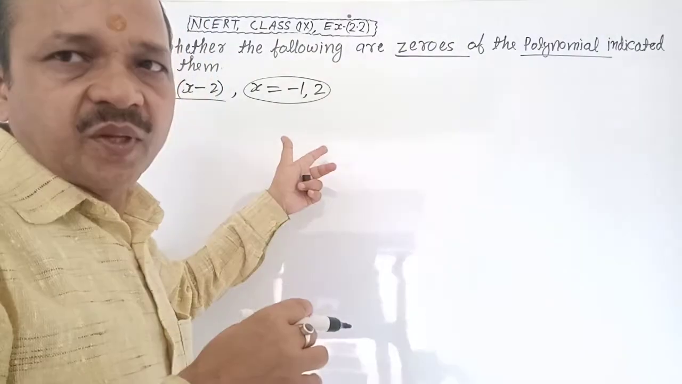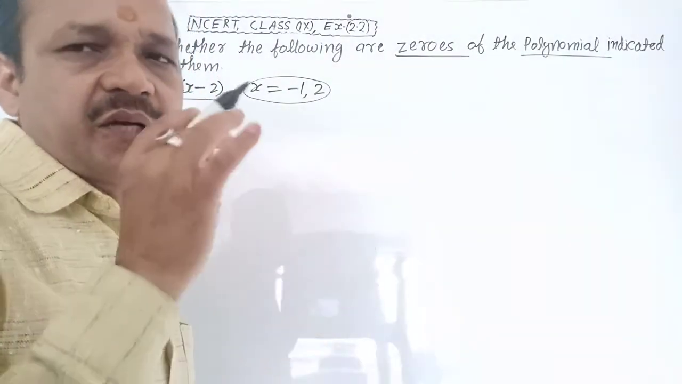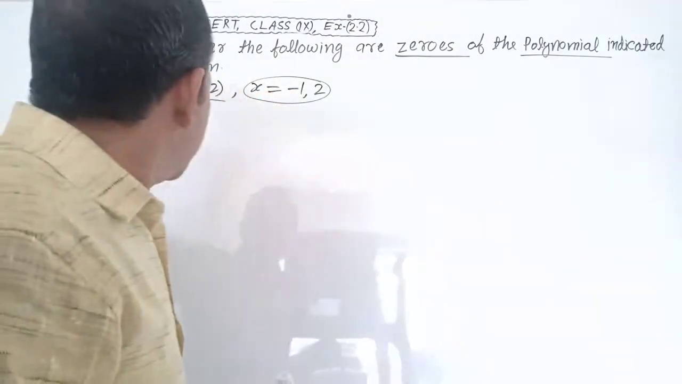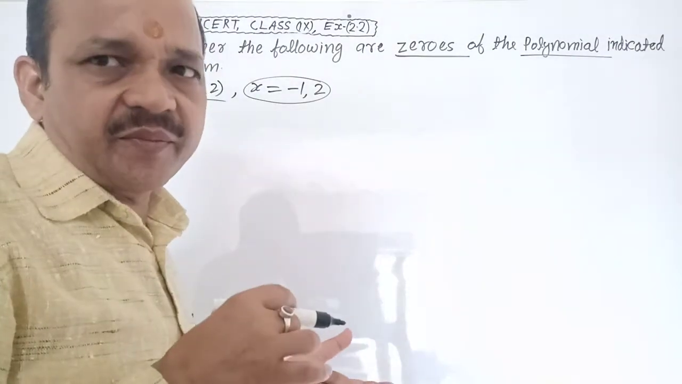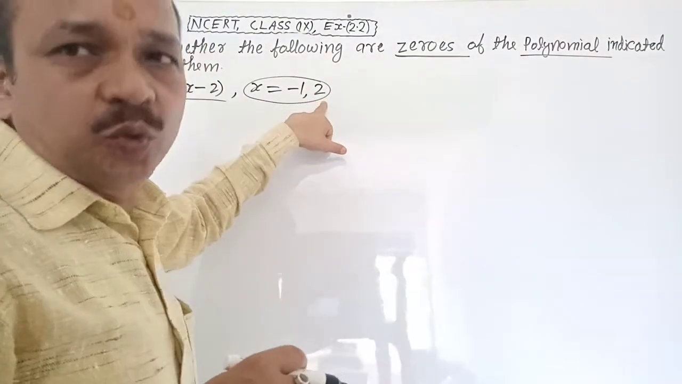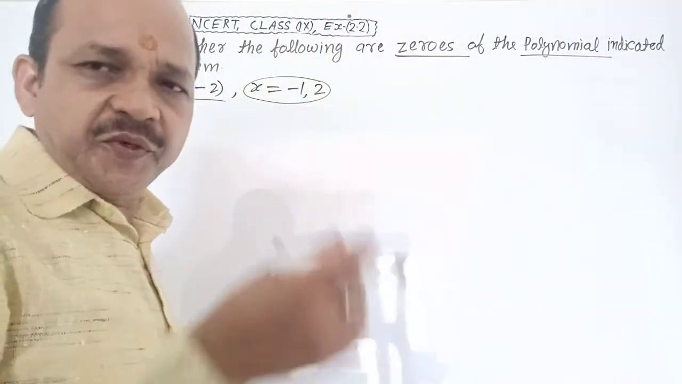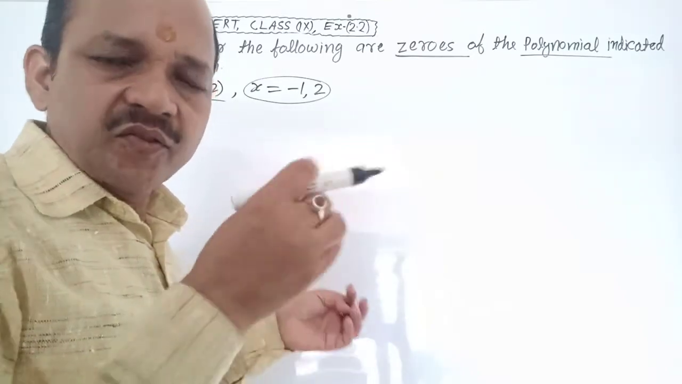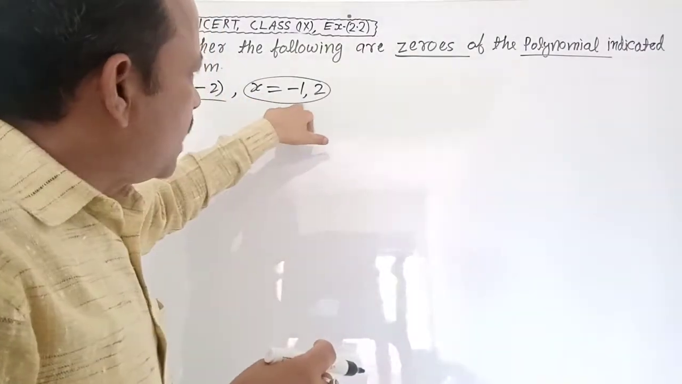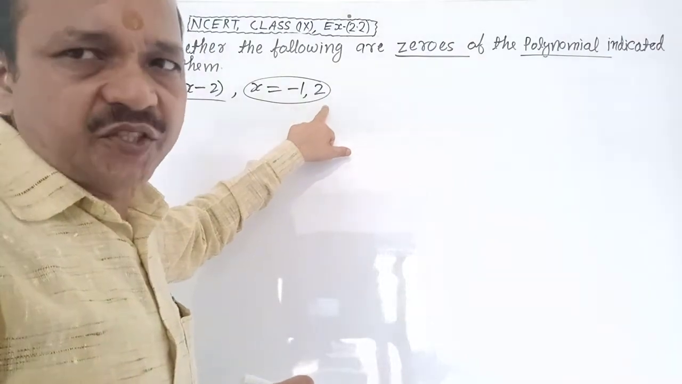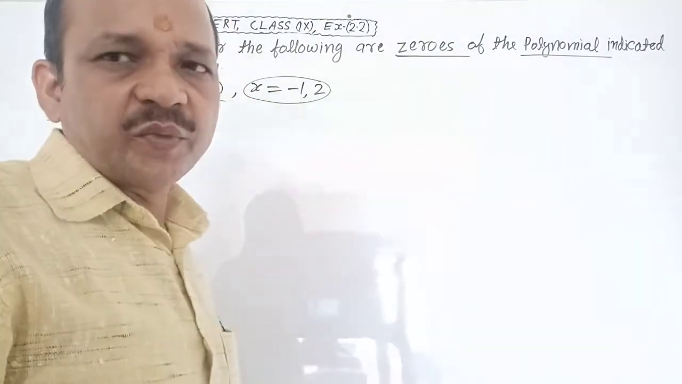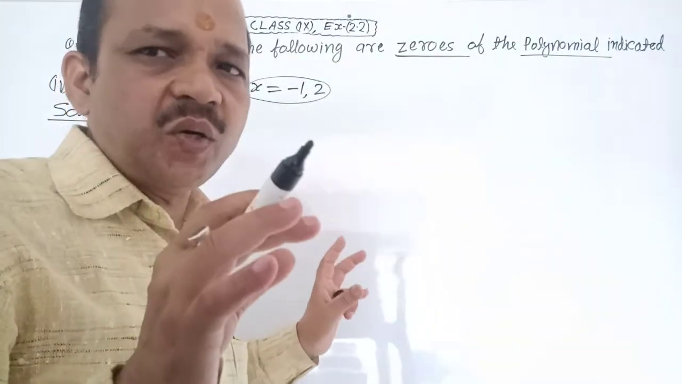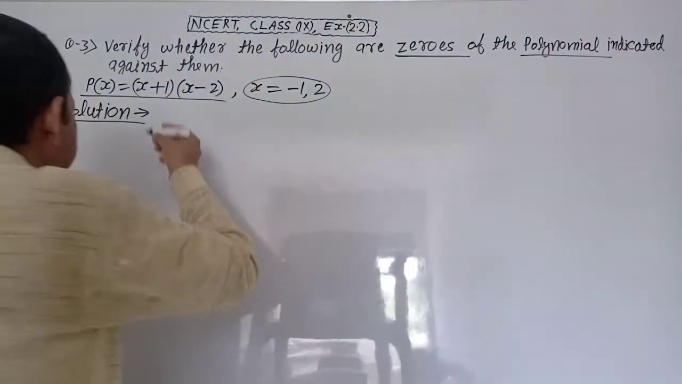You put the value of zeros in the given polynomial. First time you put x equals minus 1 in the given polynomial, and second time you put x equals 2 in the given polynomial. If your answer becomes 0 both times, then x equals minus 1 and 2 are zeros of the polynomial, otherwise not zeros of the polynomial. Is it clear? No confusion about it? Very good. See the board.